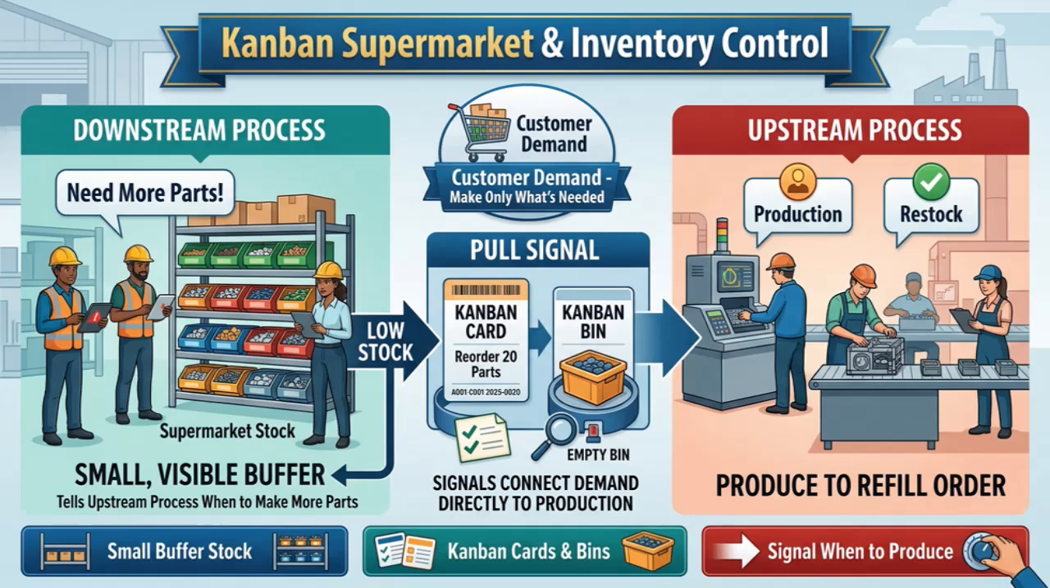Next, inventory must be controlled using small supermarkets or Kanban systems. This means using small, visible buffers to tell the upstream processes when to make more parts. Kanban cards or bins signal when to produce or move material. These signals connect customer demand directly to production.